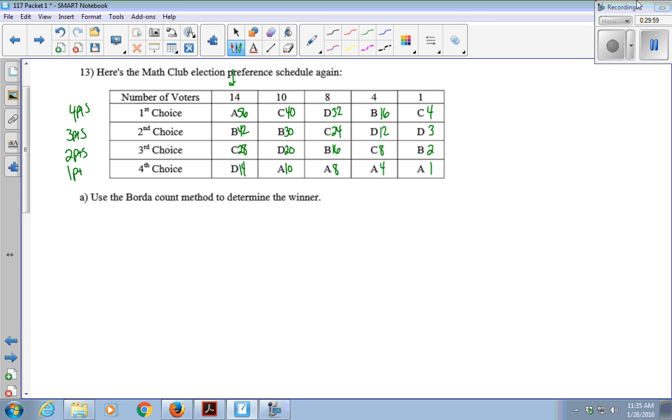Then we add them all up. Okay, so like A, they have 56 plus the next column, they got 10 points. In the next column, they got 8 points. In the next column, they got 4 points. And in the last column, they got 1 point. So that's 56, 66, 74, 78, 79 points.